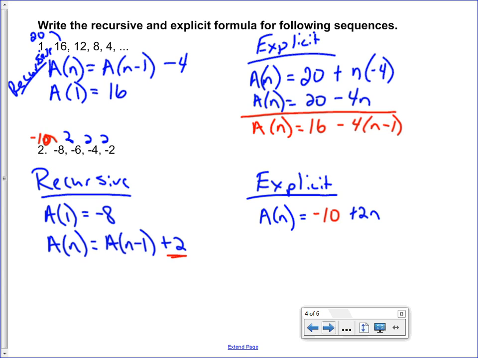If we wrote it with term 1, now it's going to be a negative 8, but then it's going to be plus 2 times n minus 1. So we're going to take the term number minus 1, times 2, and then add on a negative 8. So either one of those would work. Okay.